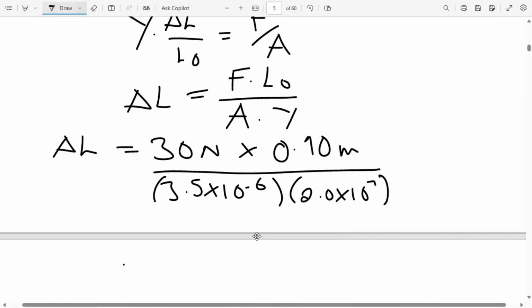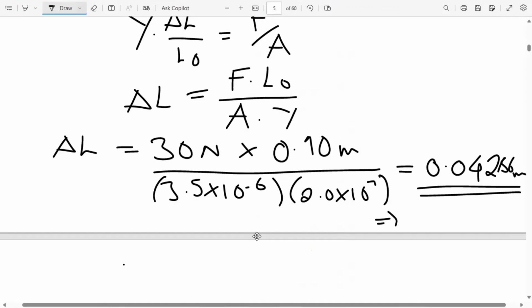If I plug these in, I'm getting my change in L, which is my change in length, as 0.04286, and this is in meters. If I want, I can convert this into centimeters, and I'm just going to get 4.286 centimeters. So, ladies and gentlemen, that is the extension of our tendon. That is the change in length of our tendon on question 3.